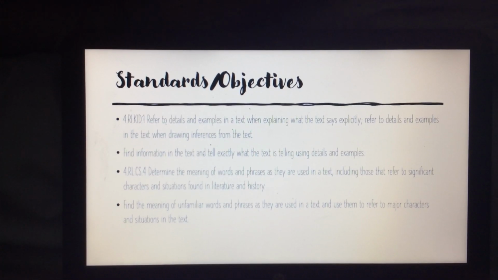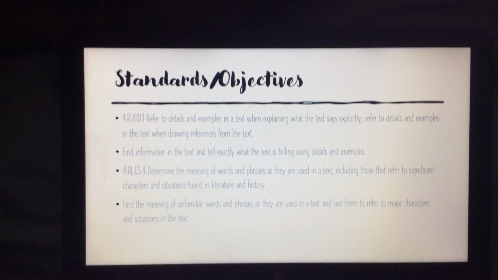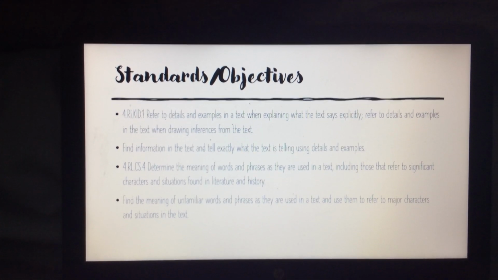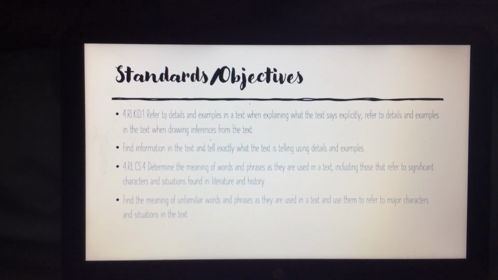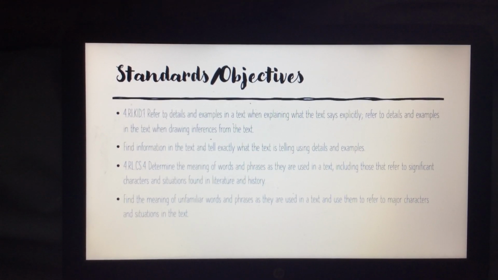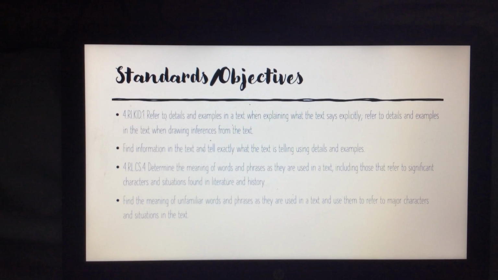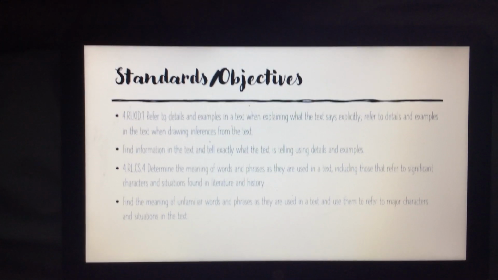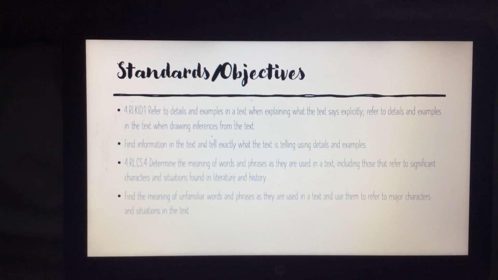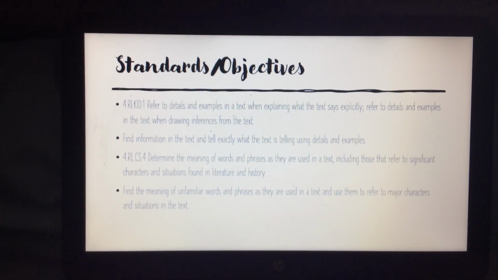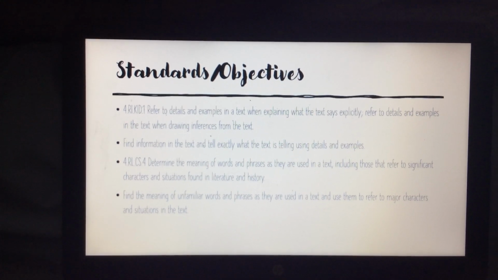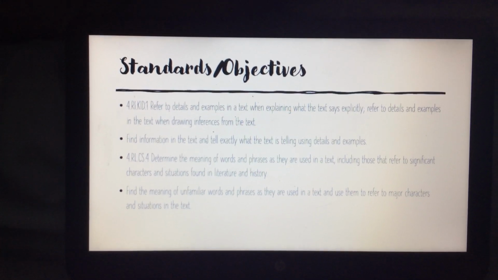We also will be doing 4 RL.CS.4, which is determine the meaning of words and phrases as they are used in a text, including those that refer to significant characters in situations found in literature and history. So we will be finding the meaning of unfamiliar words and phrases as they are used in a text and use them to refer to major characters and situations in the text.